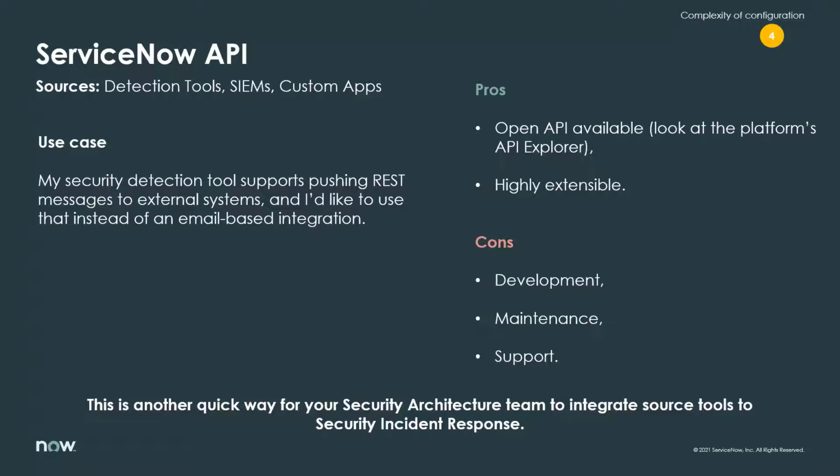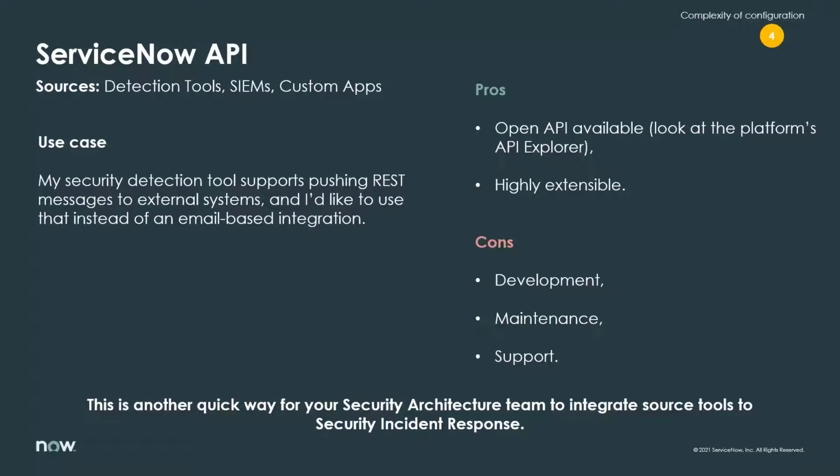The main use case here is that your security detection tool supports pushing REST messages to external systems, and you want to integrate that to ServiceNow instead of using, say, email parsers, which we just talked about. Some of the benefits here are that we have an open API available, and you can look at that in the platform's API Explorer, which I'll be showing you in a moment. And this is highly extensible, so you can build this out the way you need it.